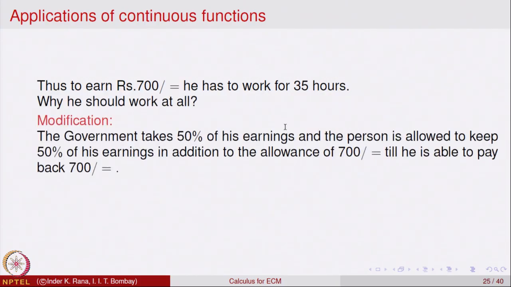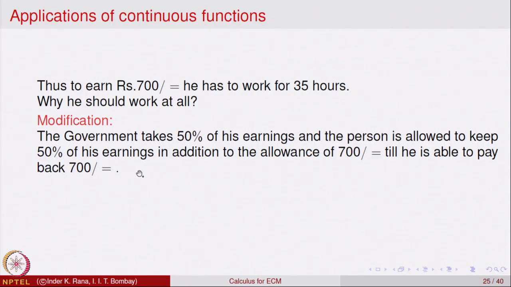So, a modification is suggested. The government takes 50% of his earnings and the person is allowed to keep 50% of the earnings in addition to the allowance of 700, till he is able to pay back 700. So, this is a suggested model. As an employment allowance, he is going to get 700 rupees.